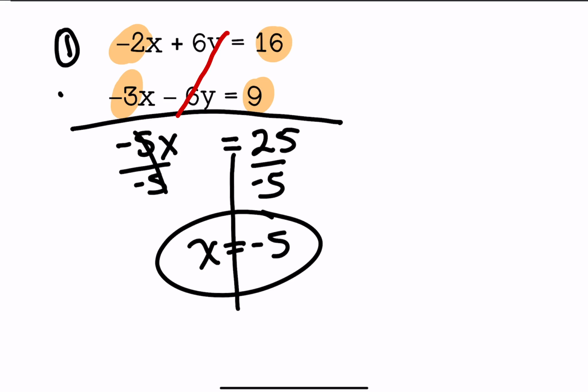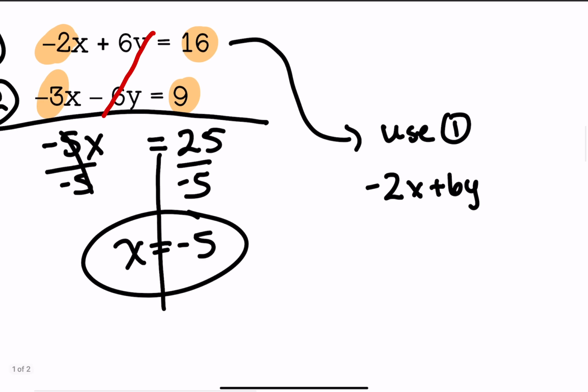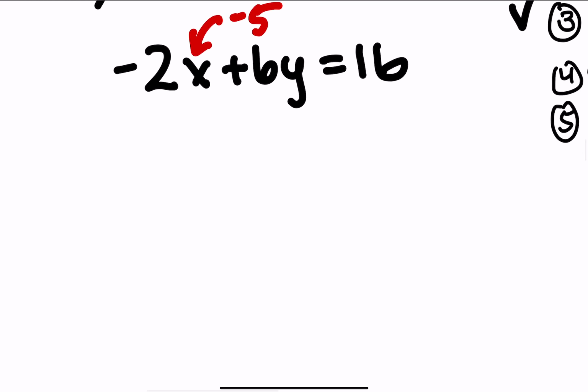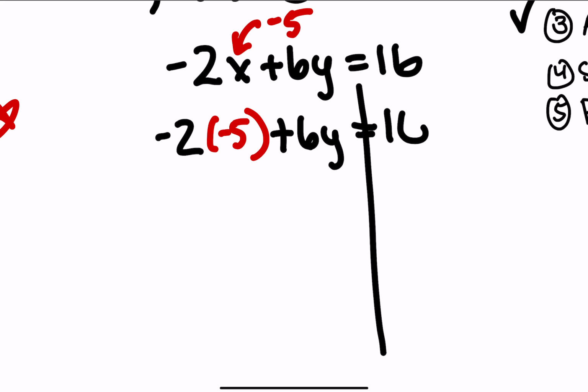Of our first and second equation here, which one would be easier to use? Well, it really doesn't matter, but I'm just going to stick with using 1. So that is negative 2x plus 6y equals 16. What do we know? We know x's number is negative 5 from over here. So I am going to do some math and figure out y's number. We have negative 2, and since x's number is negative 5, I'm going to replace x with that. Nothing else was changed, so everything else gets brought down.